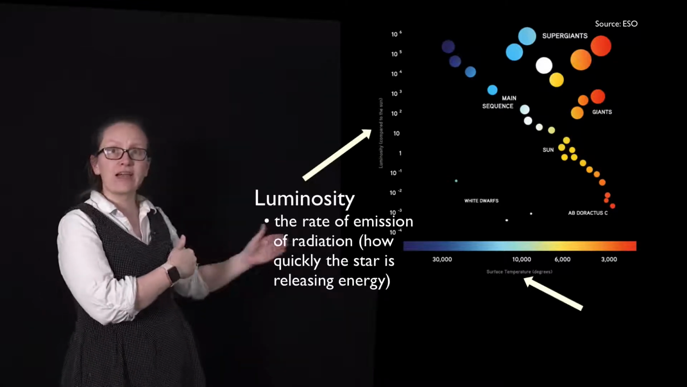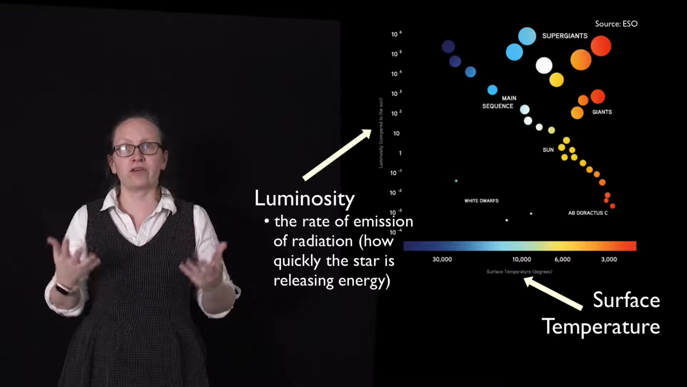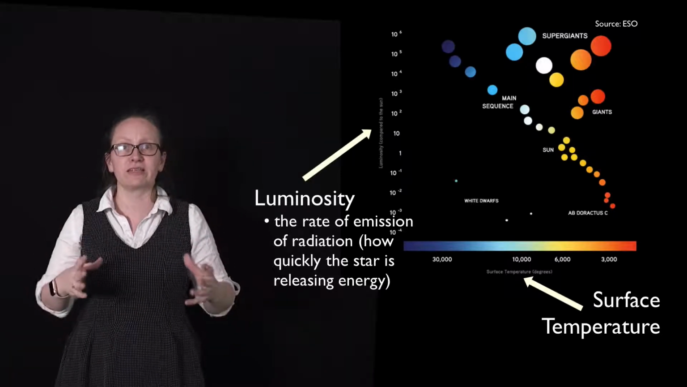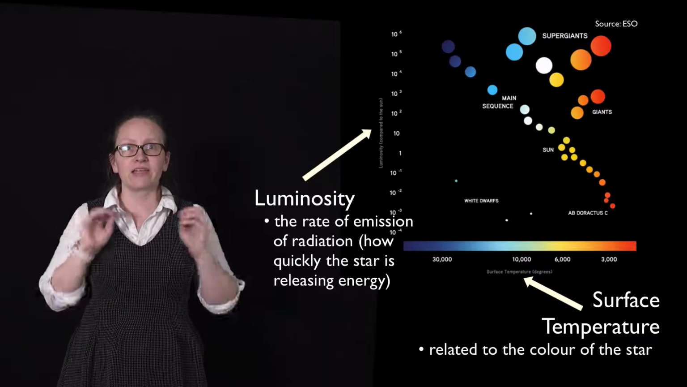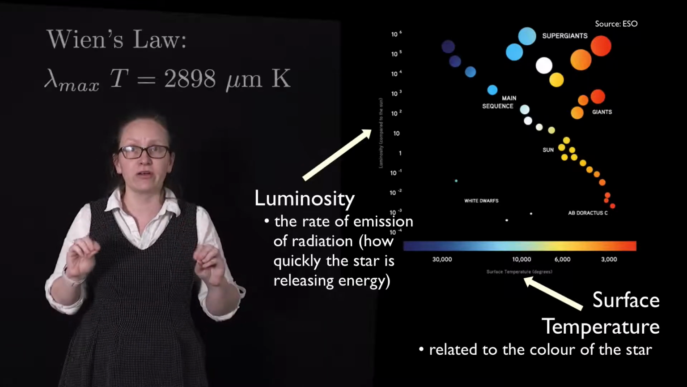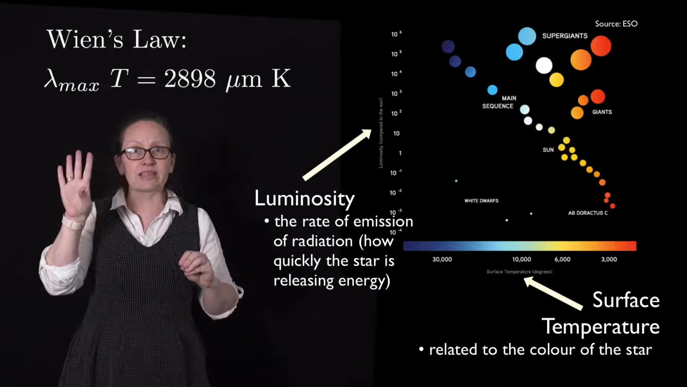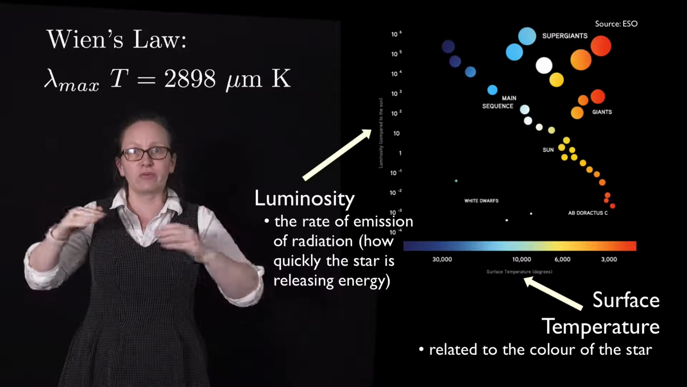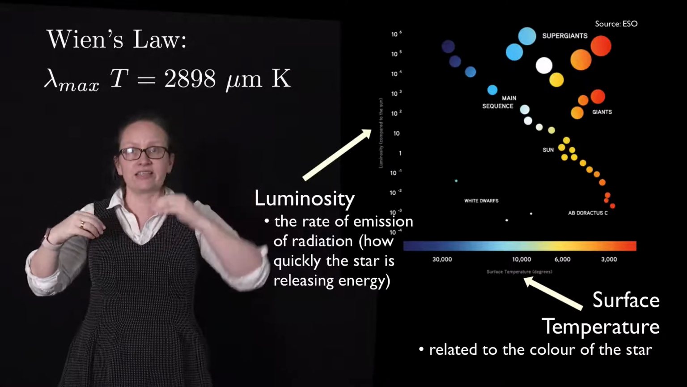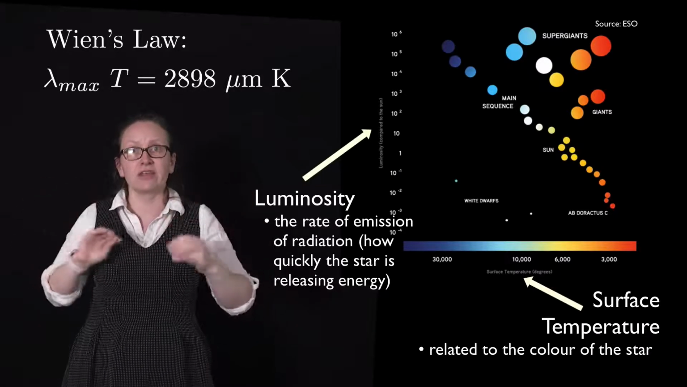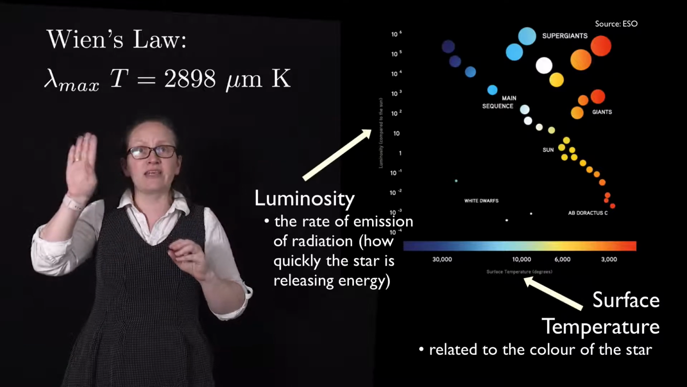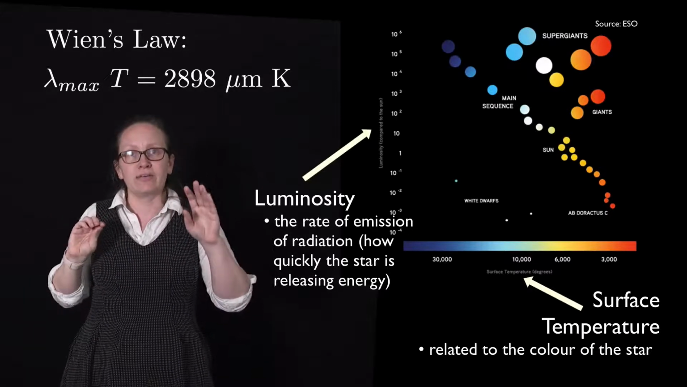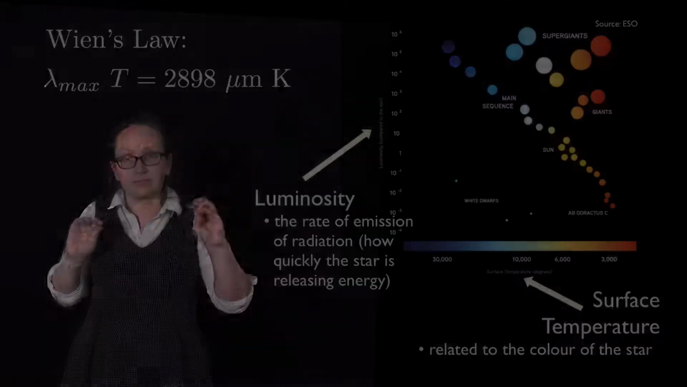Along the horizontal axis, we've got the surface temperature. So remember that the surface temperature is related to the color of the star. This relationship comes from Wien's law, which tells us that lambda max, so that is the wavelength of light for which there's the highest intensity of energy released. So lambda max times T, the temperature, is equal to 2,898 micrometers per kelvin.